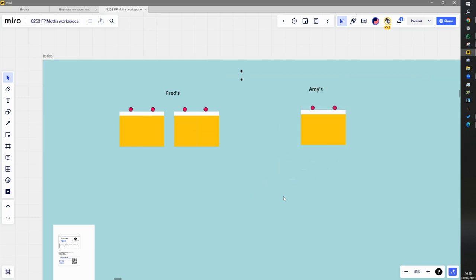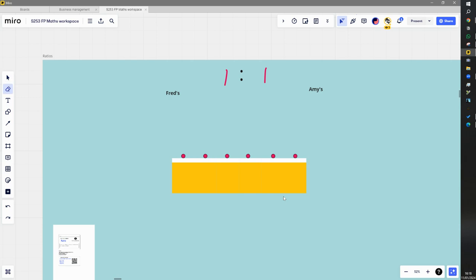So in total there are 3 parts, but Fred has 2 parts and Amy has 1 part. So we can see if we add the 2 and the 1, we get the total number of parts. And we can see that Fred's got twice as many as Amy. We can see from the picture, and we can also see from the ratio. All right. So let's undo that again.